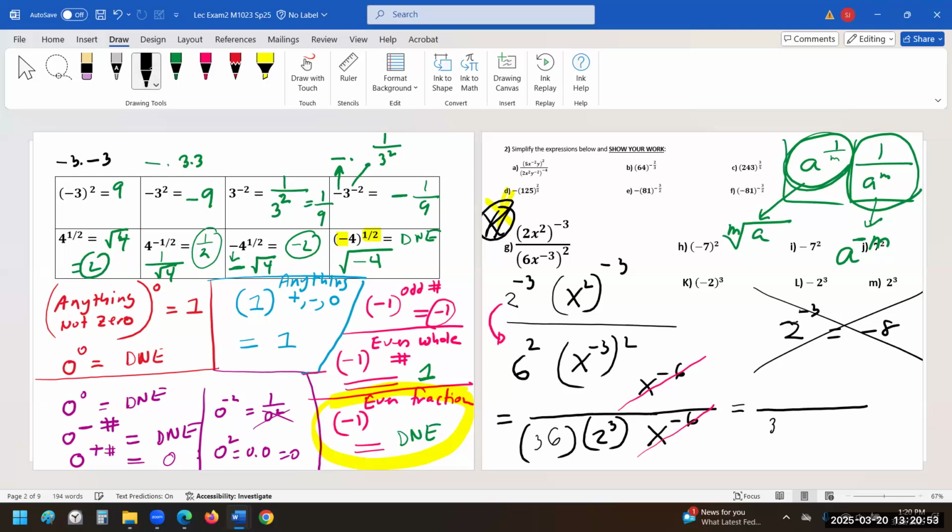So we have 36 times 8 on the denominator. But we canceled everything from the numerator. So what is on the numerator? 1. Most of you forgot to do that. 288 is not on the numerator, it is on the denominator. That's why the answer is wrong.